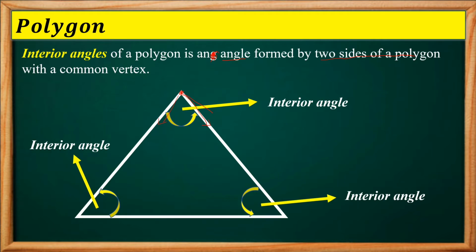It means on this polygon, which is the triangle, we have interior angles. As you can see, the number of vertices is the same as the number of interior angles. Kung meron tayong tatlong vertex, it means it has three sides, then meron tayong tatlong interior angles.